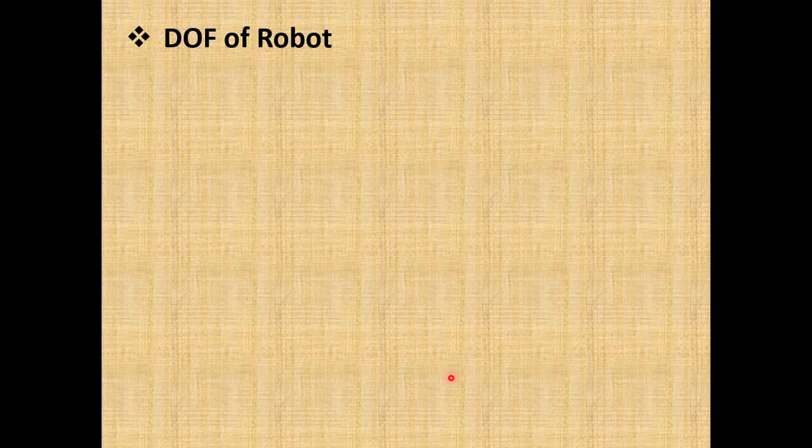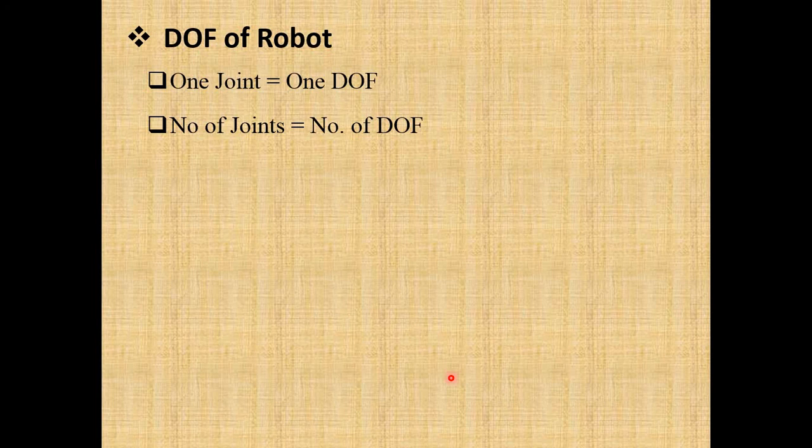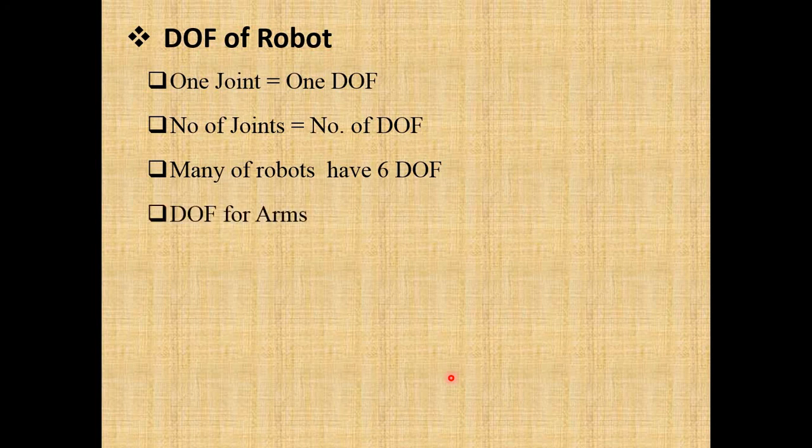Next is the degree of freedom of the robot. What do you understand by the degree of freedom? It is the number of independent parameters moved by a system. In a robotic joint, one joint is equal to 1 degree of freedom. So in a robotic system, if the number of joints is more, then the number of degrees of freedom is also more. So number of joints is equal to number of degrees of freedom. Many robots have 6 degrees of freedom. Degree of freedom for arms.